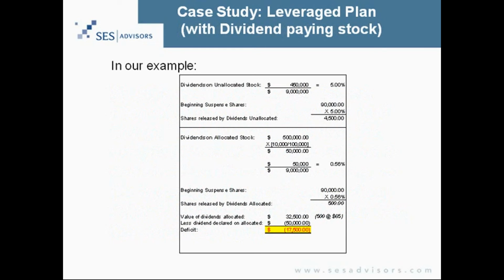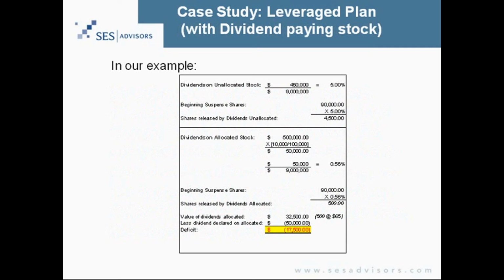Run through the same release calculation, and now we're looking at the value of the dividends allocated. We're taking the 500 shares allocated as a result of dividends on allocated shares. That's the 500 shares committed to be released at the fair market value of $65 a share. So we're getting a value of $32,500. We have a deficit, $17,500.